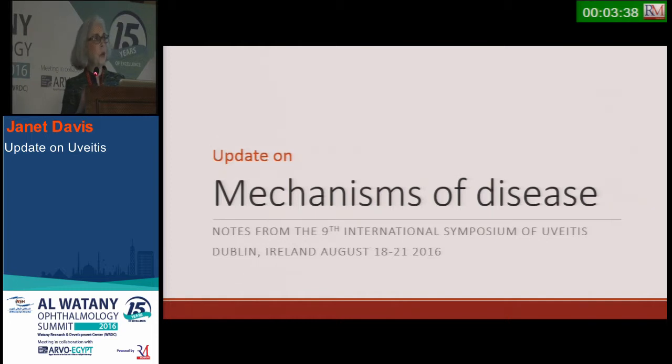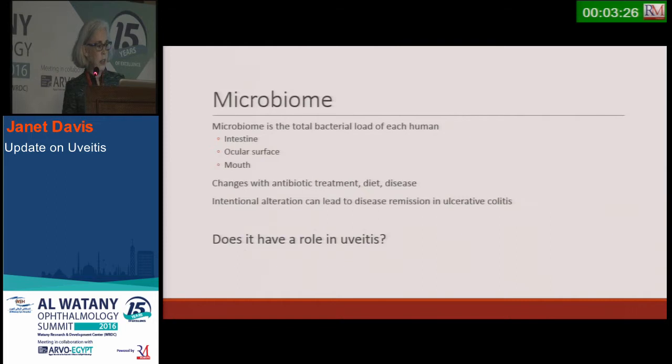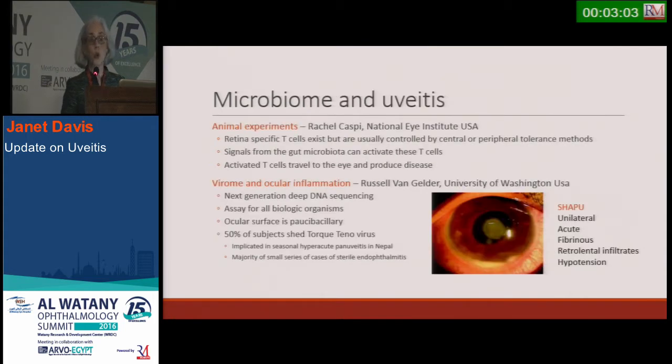So, for the rest of these topics, there's two more, actually three more, and these are research topics. These are my notes that I took from the International Symposium of Uveitis, which occurred this last August. The microbiome was one of the hot topics that we discussed there. It's the total bacterial load of each human. Your changes in your life, antibiotics, your treatment, your diet are important in altering it. And if you intentionally alter it, it may alter the disease course, as has been done in ulcerative colitis. But it's unknown whether it has a role in uveitis.